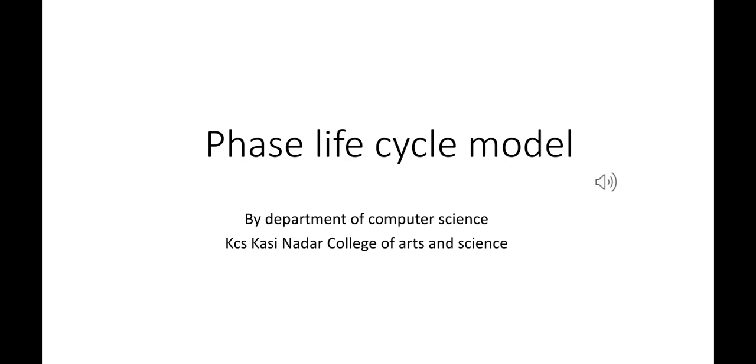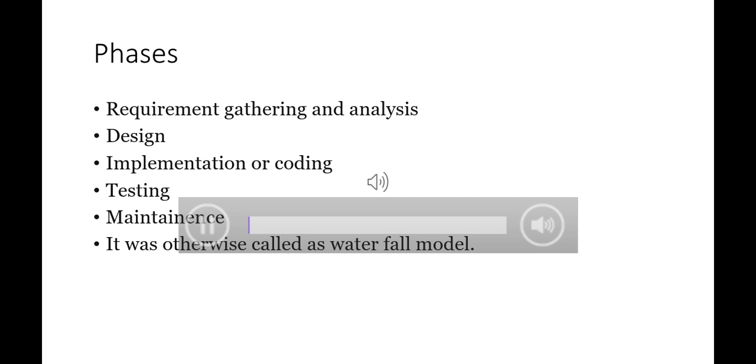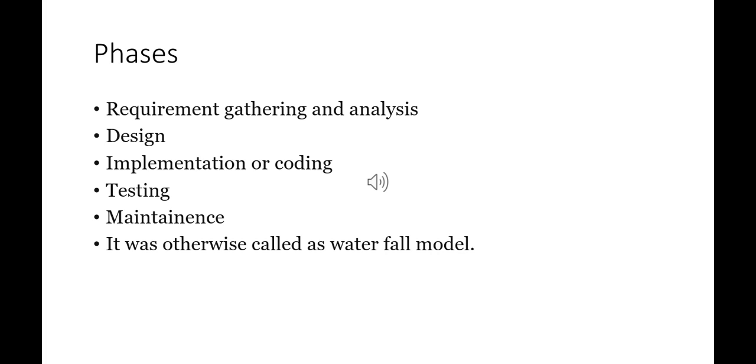In this video, we are going to see about the phased lifecycle model. The phased lifecycle model contains 5 phases: analysis phase, design phase, implementation phase, system testing and maintenance. Sometimes it is called the waterfall model.